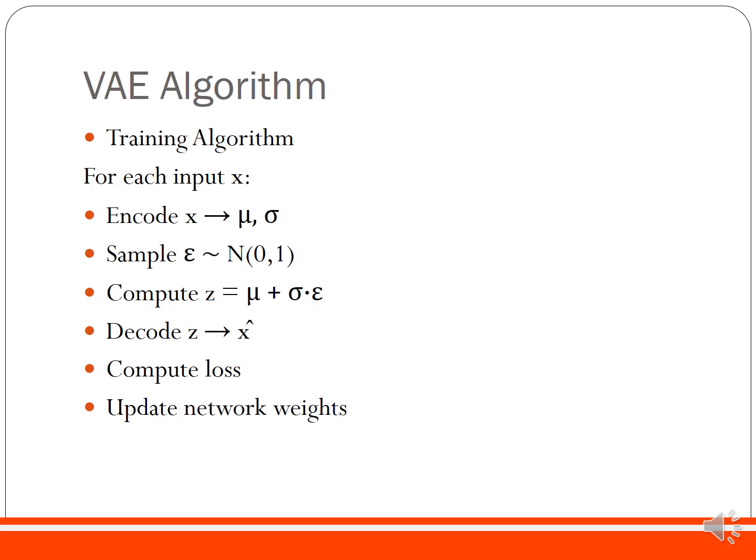The VAE training algorithm can be summarized as follows. For every input sample, first encode the input to obtain mu and sigma. Then sample epsilon from a standard normal distribution. Compute the latent vector using the reparameterization equation. Decode the latent vector to reconstruct the input. Calculate the total loss. Finally, update the network weights using gradient descent. This sequence is repeated until the model learns an optimal latent representation.